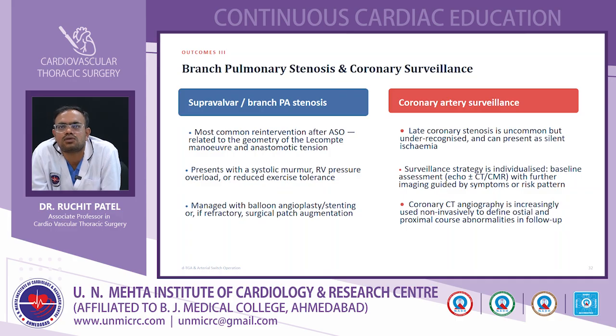A baseline echo assessment is usually done, and additional CT or MRI may be required for further imaging if there are any symptoms or signs, or if there are anomalous coronaries like a single ostium or intramural coronaries. Then it is regular surveillance with CT or MRI. CT is preferred, though it exposes the patient to radiation, and is usually enough to guide us on whether any ostial or proximal course anomalies have narrowing or kinking.